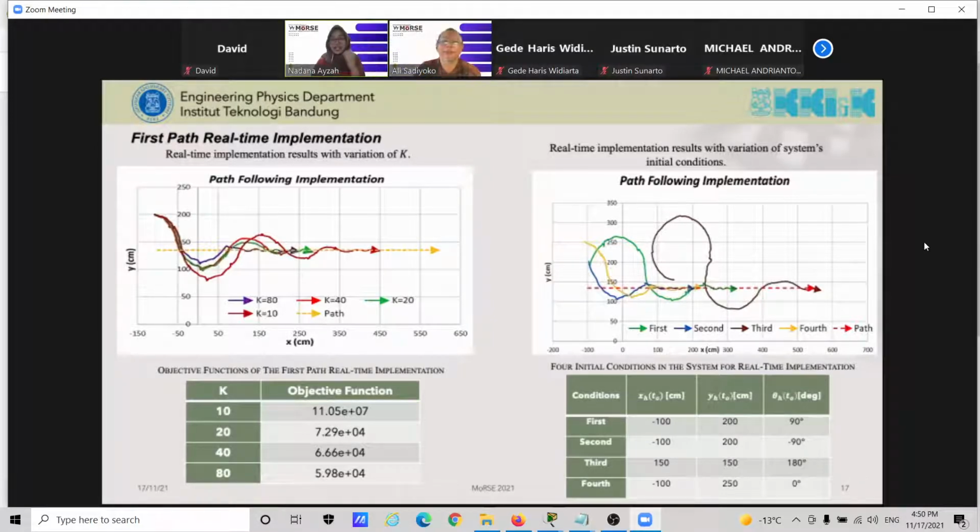Okay, thank you. So it can be seen that the controller can make the bus follow the path perfectly, and it can also be seen here in the objective function that as we increase K, the objective function also becomes smaller, so the system performance is improving. You can also see in the real-time implementation that in any initial condition, the system can go to the desired path perfectly.